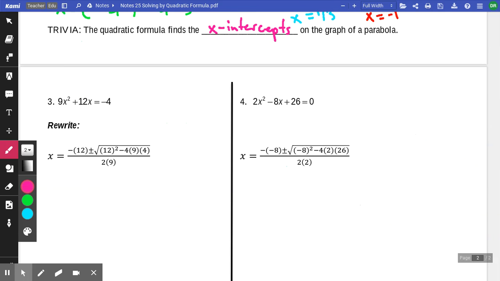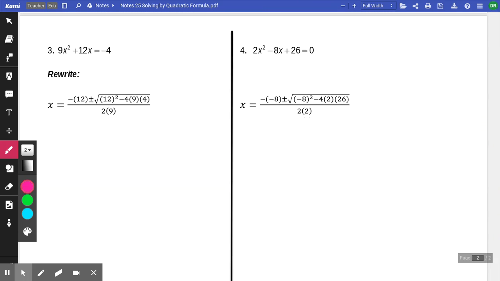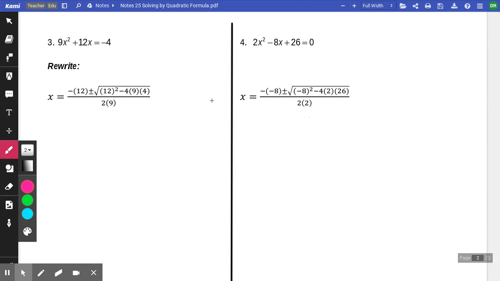So looking at two more scenarios here, in the interest of time, I've already started them for us. We still always want to make sure that we are rewriting equations when needed. This first equation says equals -4. We want it to equal 0. So we're going to rewrite this by adding 4 on both sides, and we'll get 9x squared plus 12x plus 4 equals 0.